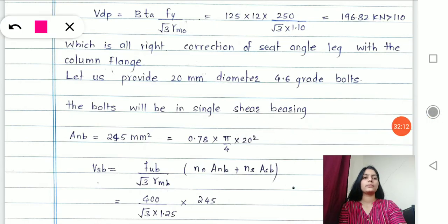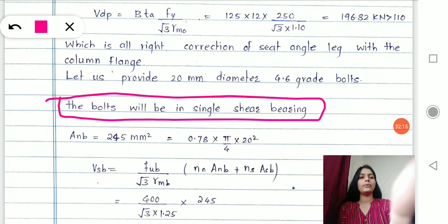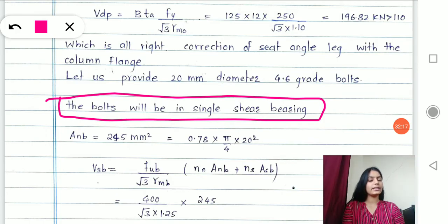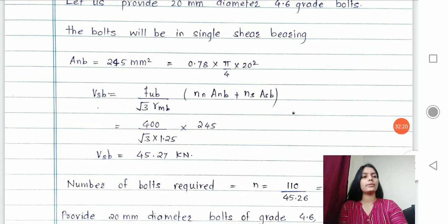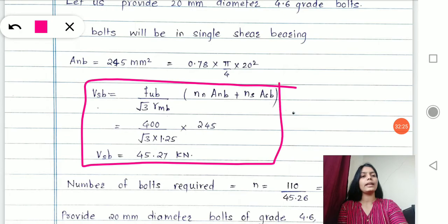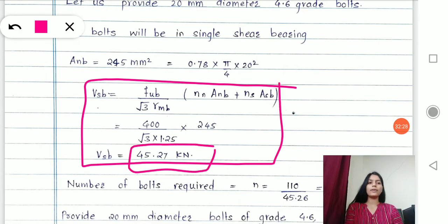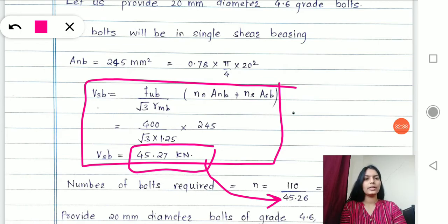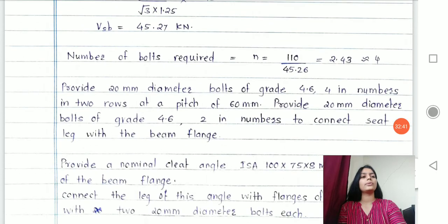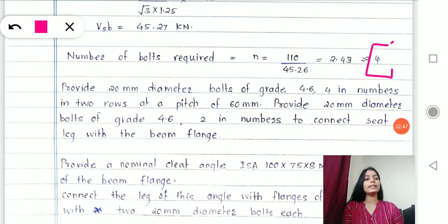Now, calculation of bolts. The bolts will be in single shear, so calculate the single shear. This I am keeping for you. You know how to calculate single shear, and I calculated it as 45.27. I know for bearing the value will be greater, and that's why I am taking simply the bolt value to calculate the number of bolts. The number of bolts required, I come to know, is 4 bolts. These 4 bolts are required for the seat connection to connect to the flange of your column.